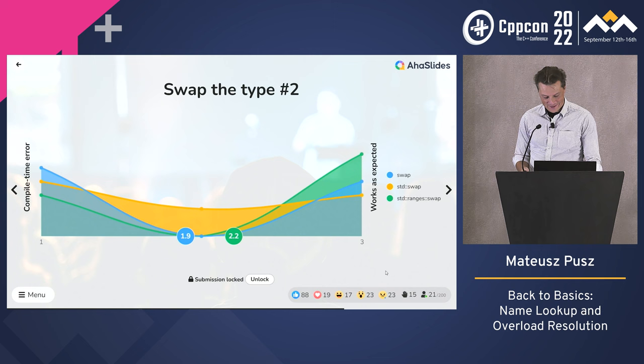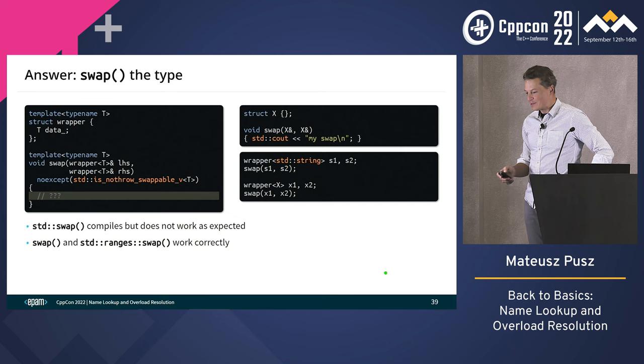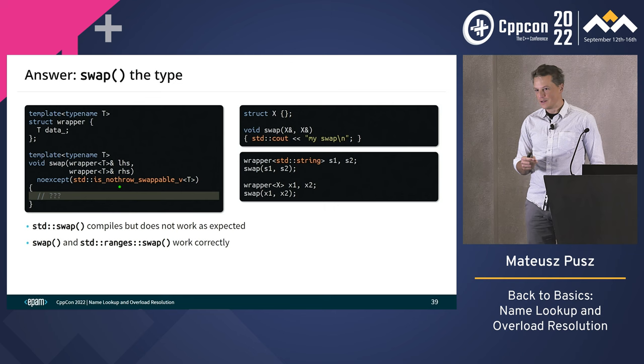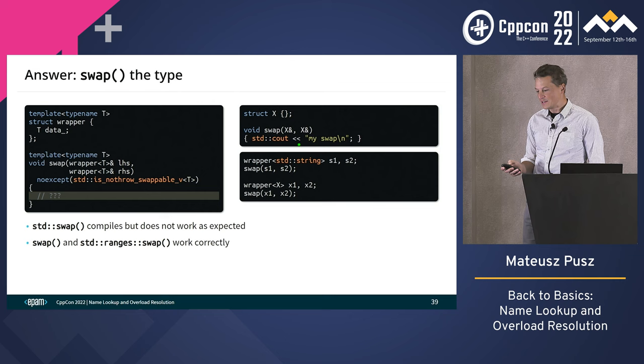The answer is that std::swap compiles but does not work as expected because std::swap will always call the std::swap implementation in the standard namespace, so this will be totally ignored. Whatever you provide as a customization point, as your own implementation, it will not be run. If you call it with the unqualified way, then this one will be found, and std::string will be found, so it will work as expected. std::ranges::swap also works as expected here.